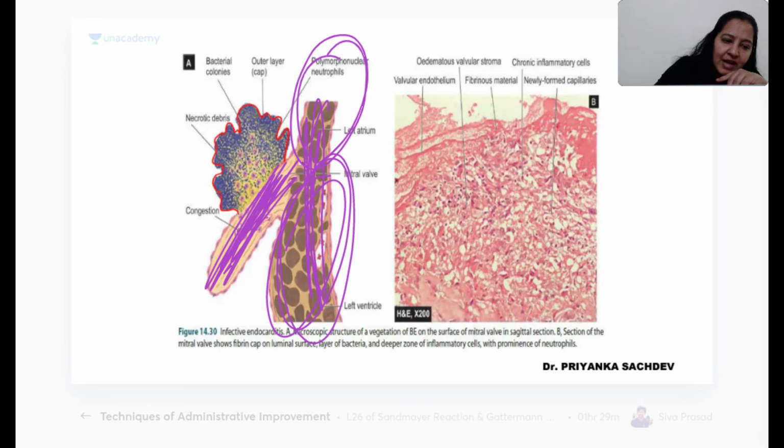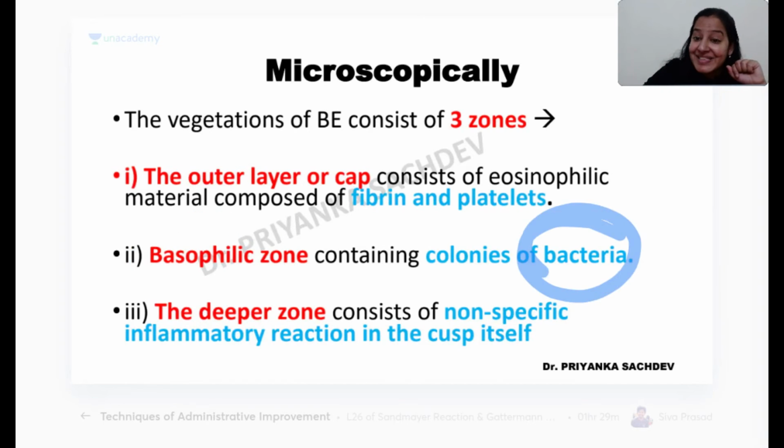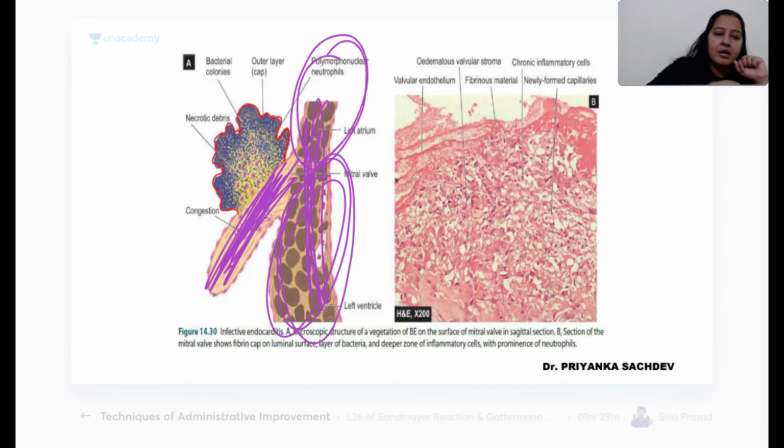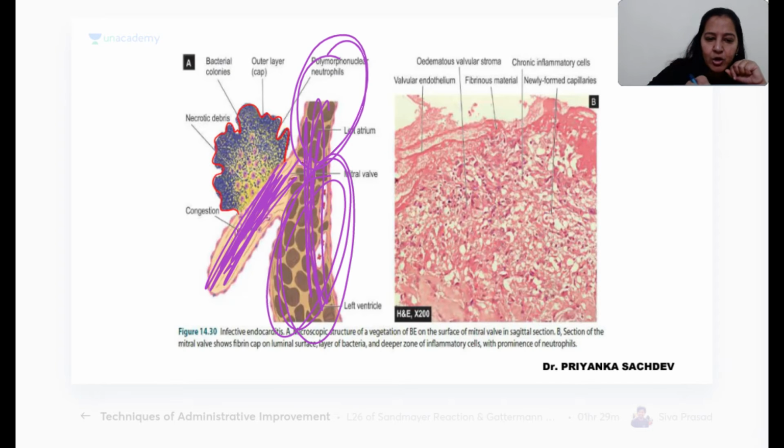Middle zone is blue zone. Can you see the blue zone? These are bacteria, the blue colored bacterial colonies. So the middle zone is the basophilic zone. Basophilic means blue zone, and it contains bacteria. And the last zone, the yellow colored zone you can see here. So red, blue, yellow. The last zone is the deeper zone, and it is inflammatory infiltrate. So you can see the neutrophils, inflammatory infiltrate inside it.